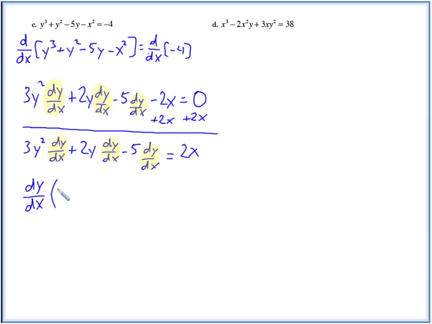And so we still have 3y squared plus 2y minus 5, and it still equals 2x. Now you can see we're doing a better job here of getting this dy dx isolated. So one last step to finish the job, since this is multiplied, we're actually just going to divide the 3y squared plus 2y minus 5 on both sides.